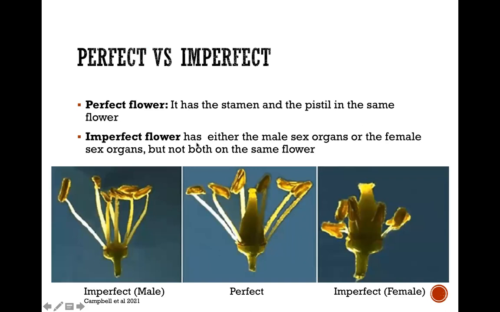Again, this is just showing you that we can have perfect flowers where the stamen and the pistil is present in the same flower. Or you could have imperfect flowers where it's either going to be male or female. If it's both, it's perfect. If it's only got one, it's imperfect. Okay. It's kind of a mind bender. So you are going to have to think a little bit about imperfect and perfect, complete and incomplete, and what that means.